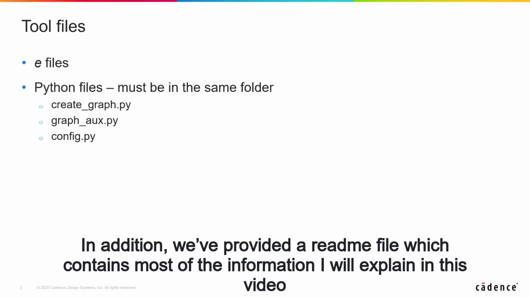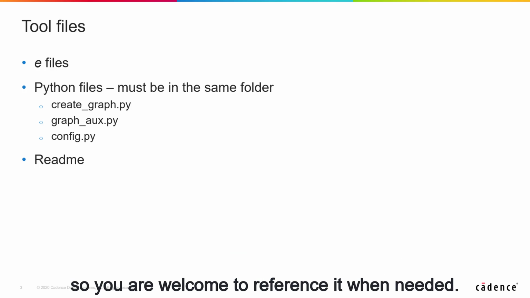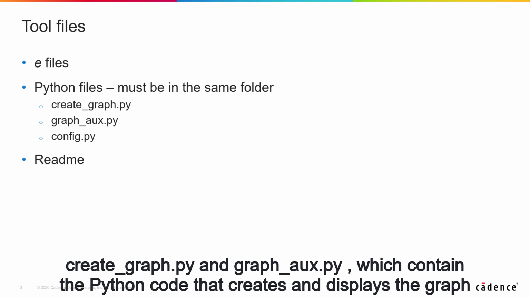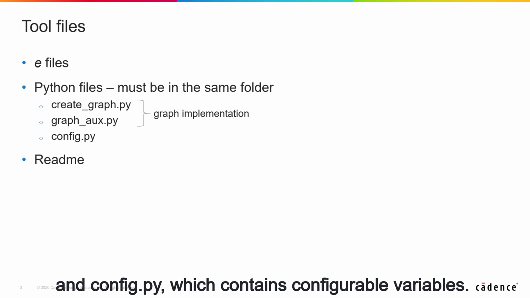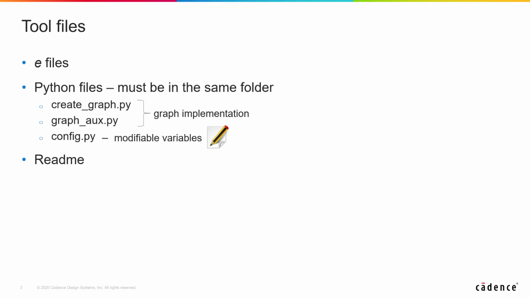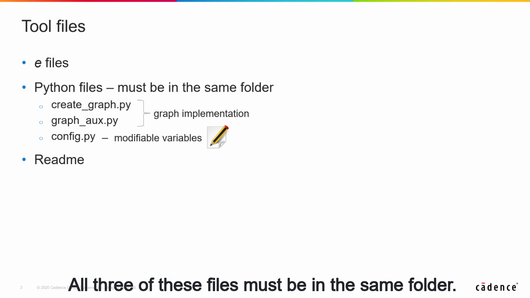In addition, we've provided a README file, which contains most of the information I will explain in this video, so you're welcome to reference it when needed. The 3 Python files are createGraph and graphaux, which contain the Python code that creates and displays the graph, and config, which contains configurable variables. You may modify these variables locally and affect the graph files that are created. All 3 of these files must be in the same folder.